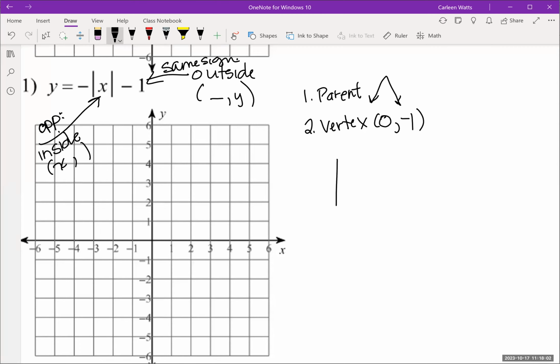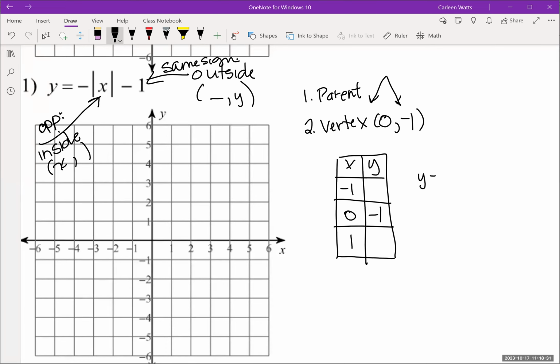Okay, table of 3 values. (0, -1) becomes the middle of my graph. 1 to the left is -1. 1 to the right is +1. So you have to be really careful here. Y equals negative, plug in -1, minus 1. Really careful.